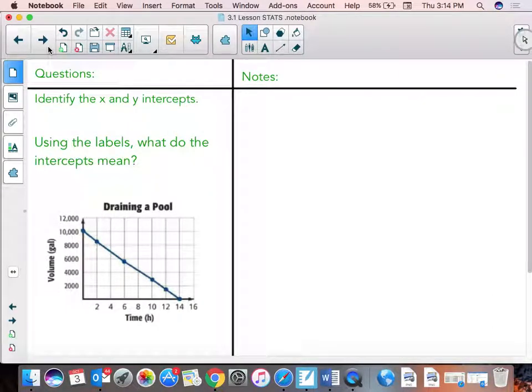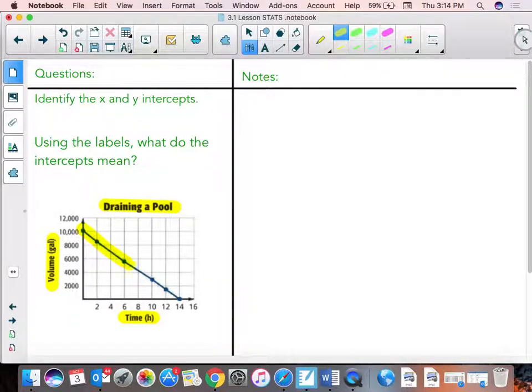All right, let's look at another situation similar to that one. Let's start by looking at what these labels are. So we are talking about draining a swimming pool. To start, we have the labels of time in hours and volume in gallons. So if you look at it, it looks like they are draining the pool until there is no water left. So that's why it's going down from left to right. They start with a full pool of 10,000 gallons. They go down to having no water left in the pool after 14 hours.